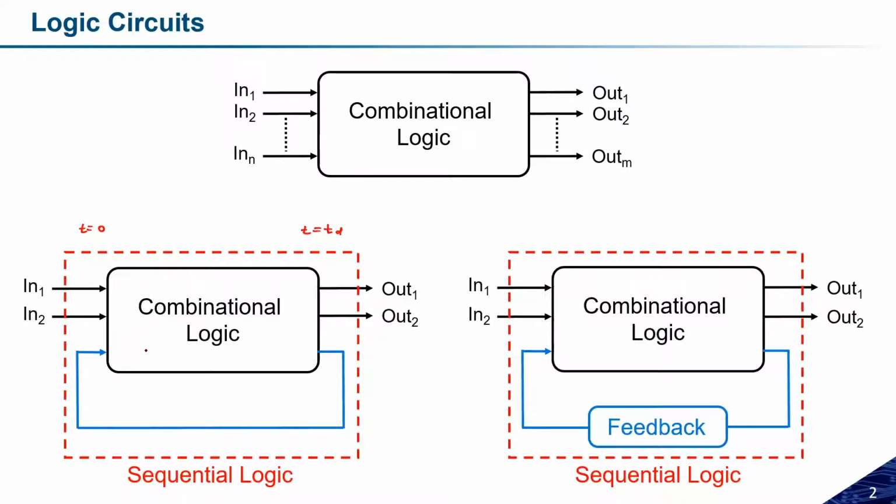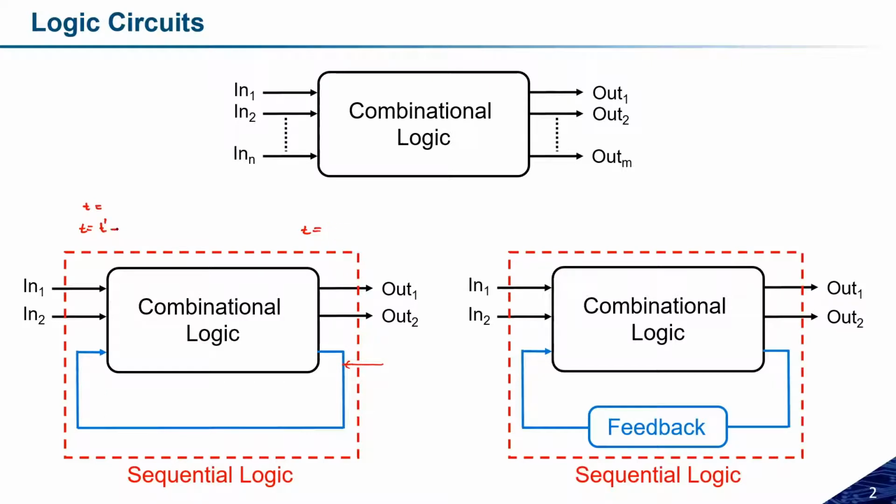Now what happens? Whatever output we have received here is again fed back to the input side. So in the next cycle, like t equal to 1, let me write it properly.